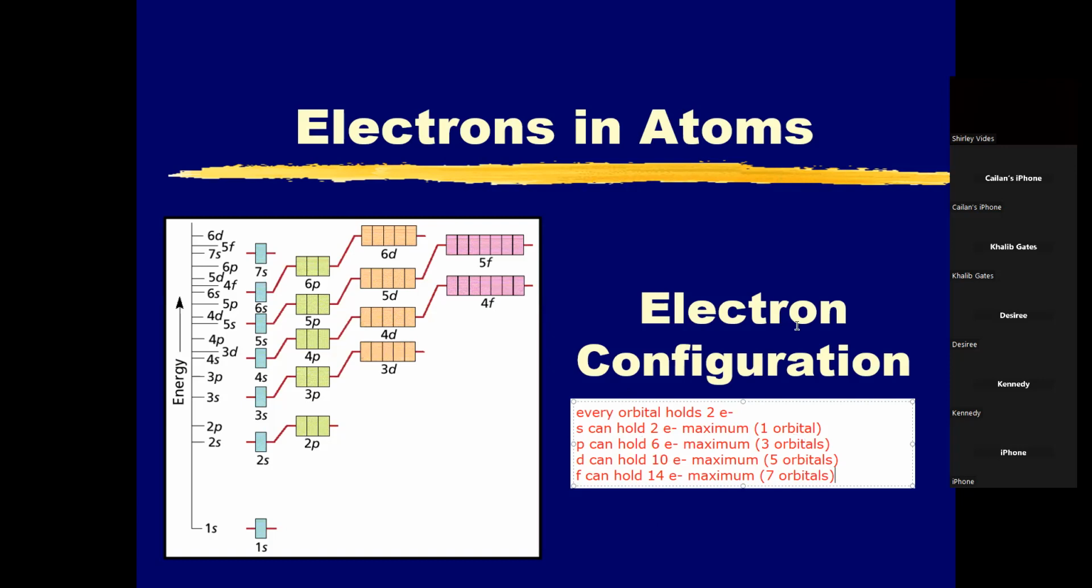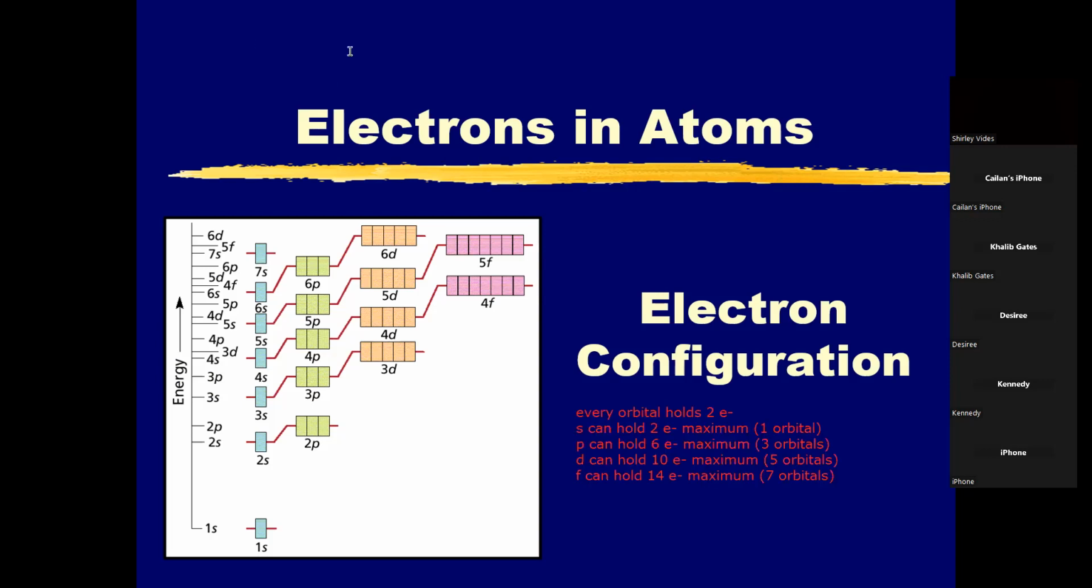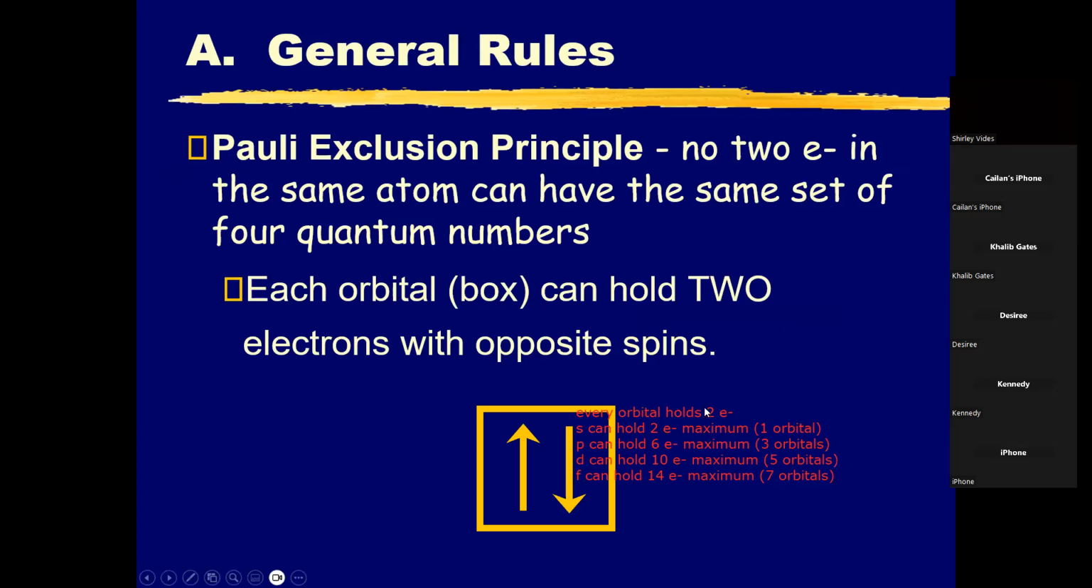Okay, so let's keep going. We're just going to leave this written thing up there so you can remember. There are rules that govern the way that electrons are put in orbitals.